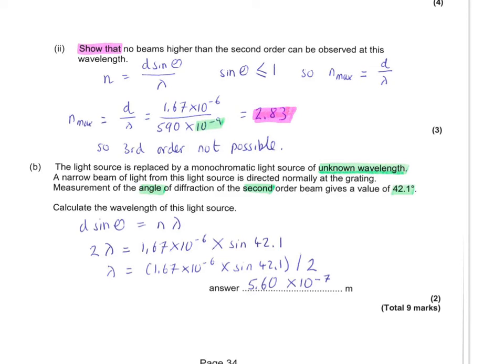The last part of the question changes the wavelength of light, and once again we're looking at a second order beam and we're told the angle of diffraction. So this time we are rearranging the standard equation to find an expression for lambda. Once again, careful substitution leads to the final answer, and again it's appropriate to give 3 significant figures, since the angle was given to 3 significant figures, and so was this value of 1.67 times 10 to the minus 6.